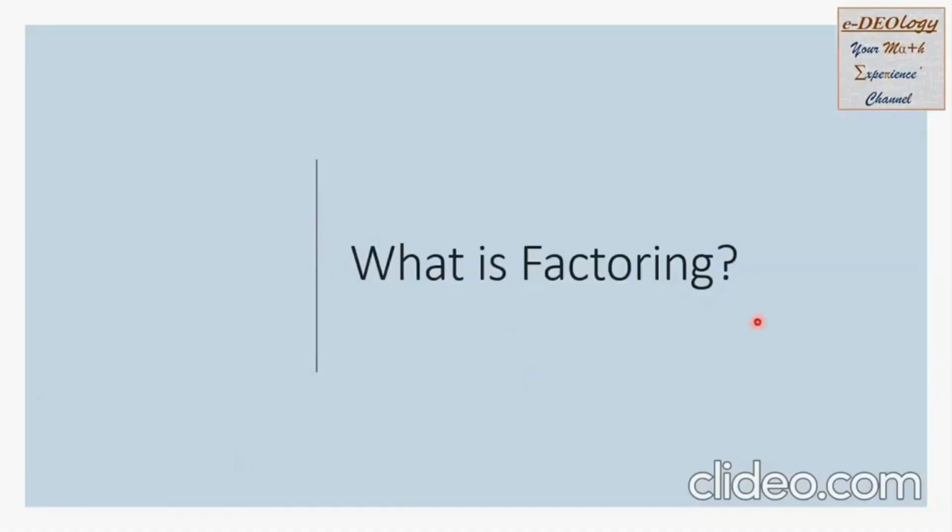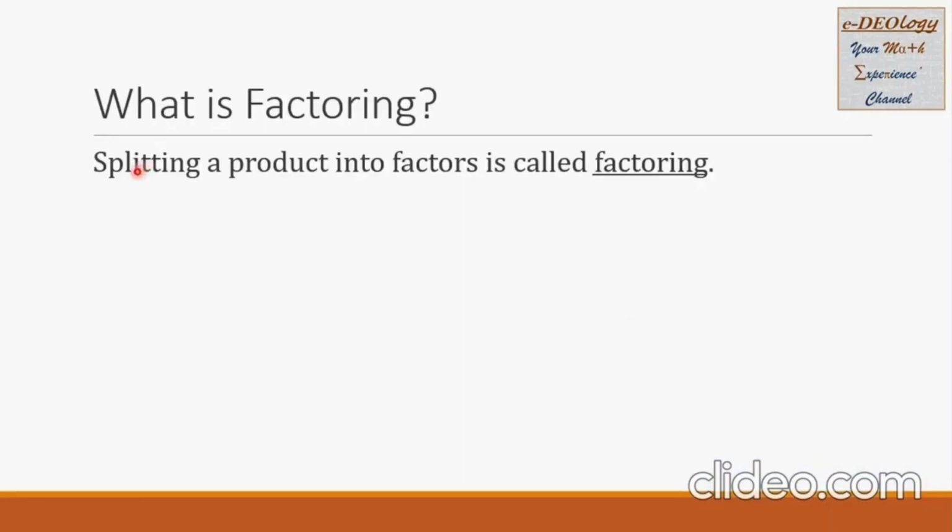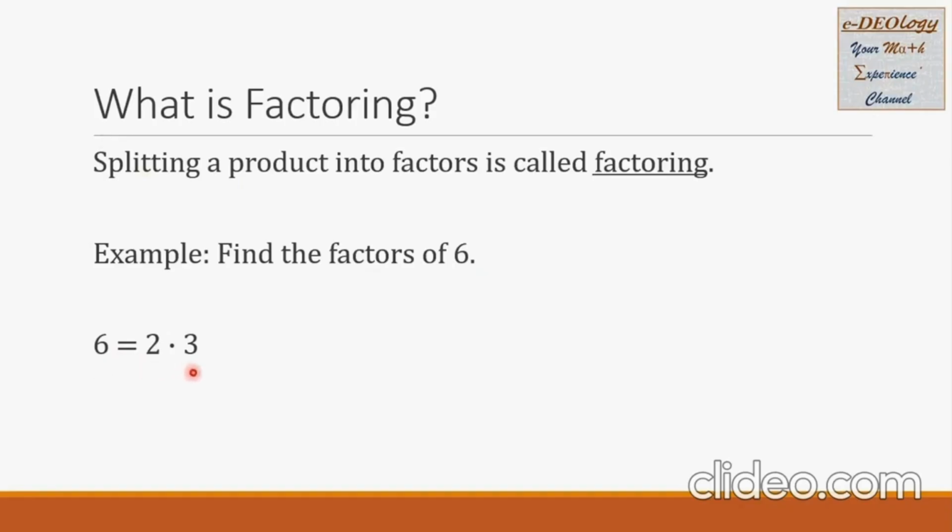Let us go to factoring. What is factoring, by the way? Splitting a product into factors is called factoring. Example, find the factors of 6. It is showing here that the factors of 6 are 2 and 3. We know that there are other factors like 6 times 1 for this number 6. However, for this topic of factoring, we will only consider prime factors.